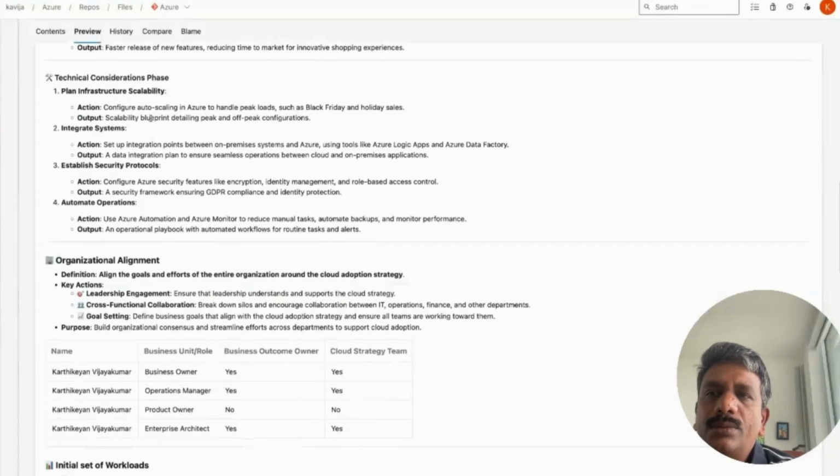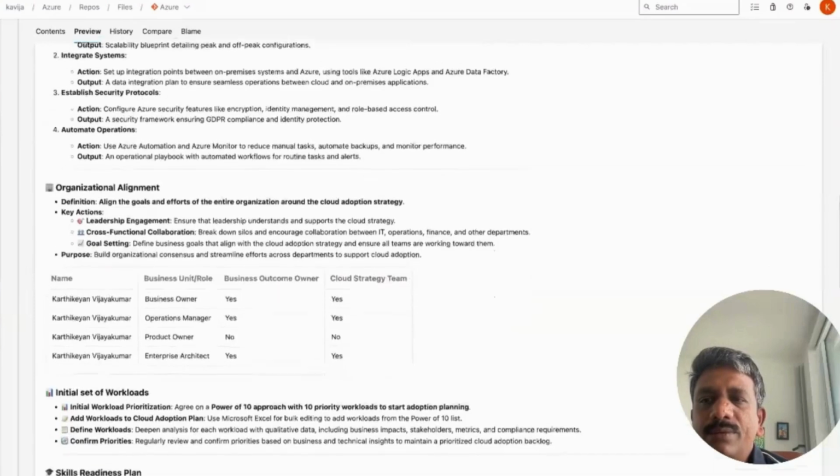And technical consideration, right? Before you migrate, you have to plan for your infrastructure scalability and application integrations. Let's assume that you have an e-commerce application that has a lot of integrations, then you have to plan accordingly. And security protocols, of course. When you have a landing zone, then the security will be a little bit easier for you. But then again, here we should know for each application if there are any compliances that we need to follow, so that you have to consider. And automation, so how do you monitor and how do you operate the application, and all those things you have to consider.